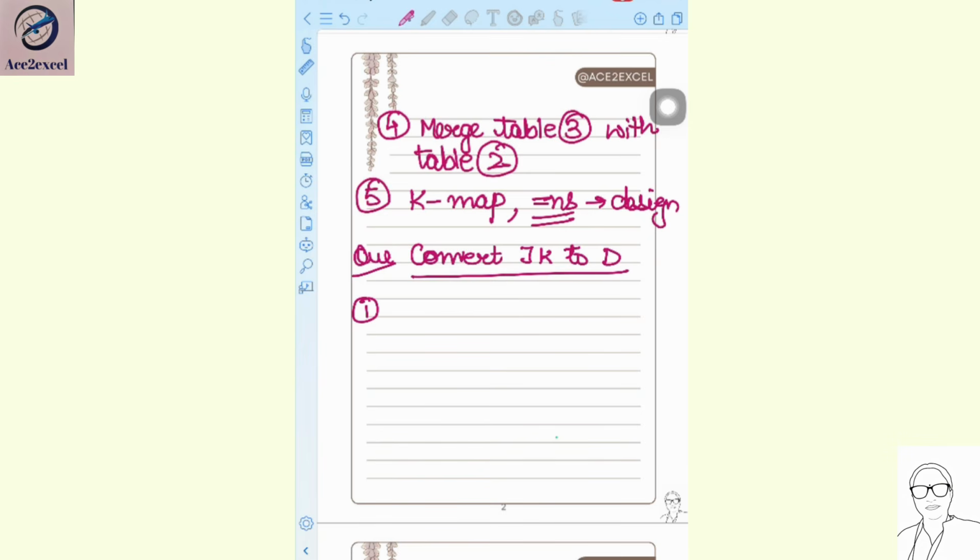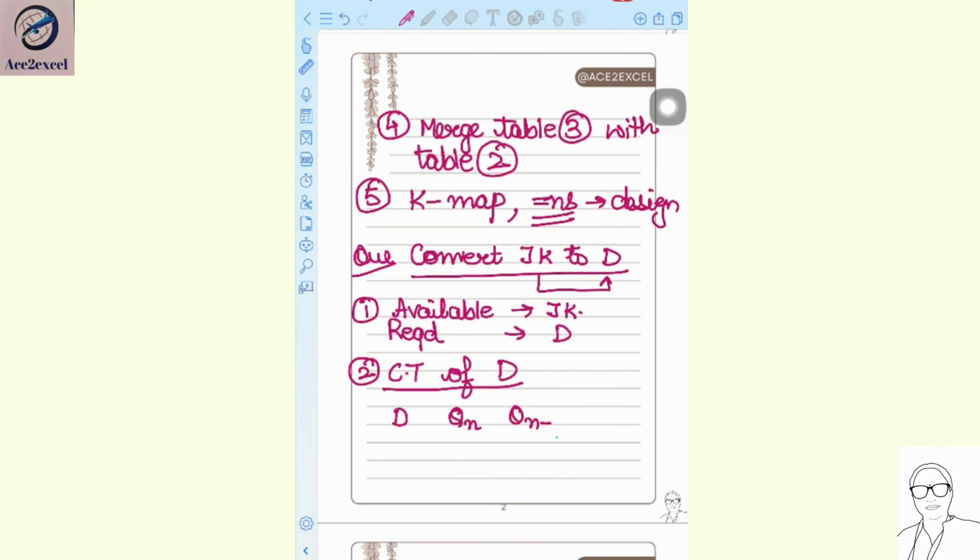So, as per the above discussion, step 1, available is JK flip-flop, required is D flip-flop. Step 2, what does the question say? Question says, I want JK to behave as D. So we'll make the characteristic table of D flip-flop. What are the elements of the characteristic table? Name of the flip-flop, present state, next state. Now, input can be 0, input can be 1. For this 0 input, present state can be 0, present state can be 1. For this 1 input, present state can be 0, present state can be 1. So if I complete the table, this is how the table appears.